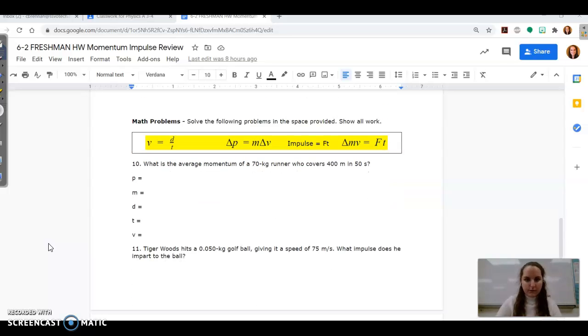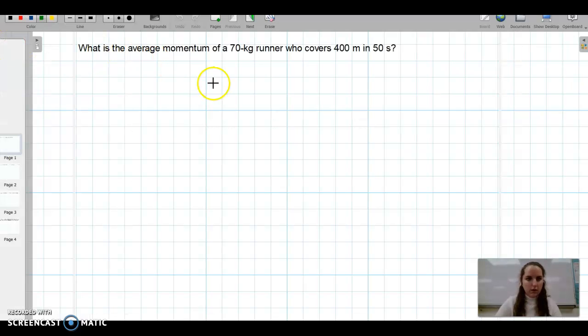And these are the fun problems. These are the ones that contain math. So I brought out my whiteboard and we can take some time to actually go over this. So what is the average momentum of a 70-kilogram runner who covers 400 meters in 50 seconds? So the first thing that we want to do is recognize what we are given in the problem.